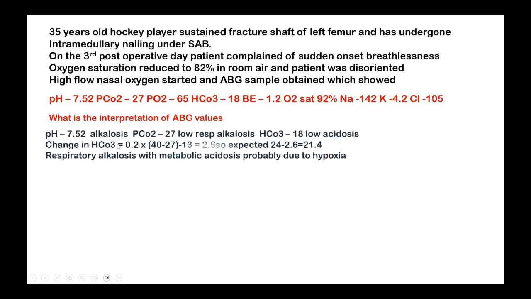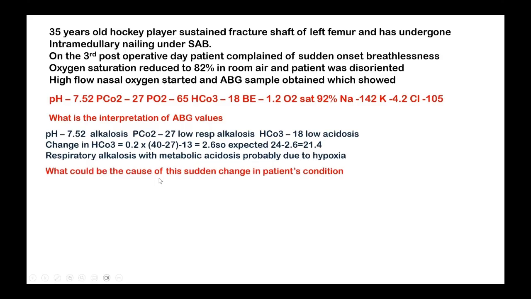Okay? So here pH is 7.52, PCO2 is low, bicarb is low, which is acidosis. So the change in bicarbonate is measured here. Whenever we need that, it should be 0.2 multiplied by the difference in the CO2 value, 2.6. Expected PCO2 should be only 21.4, whereas here it is 18. So it is primarily a metabolic acidosis due to hypoxemia compensated by respiratory alkalosis.